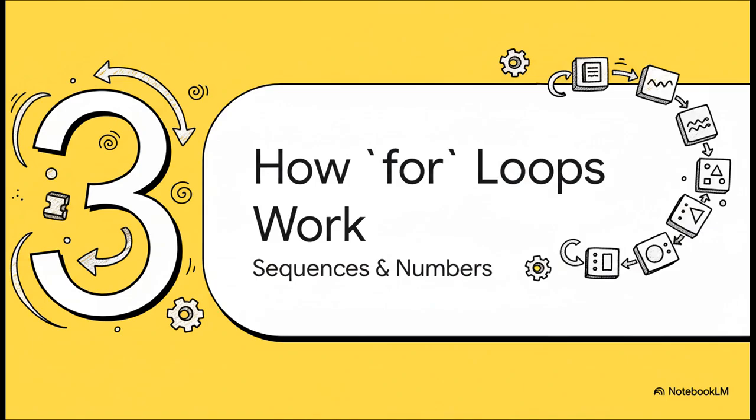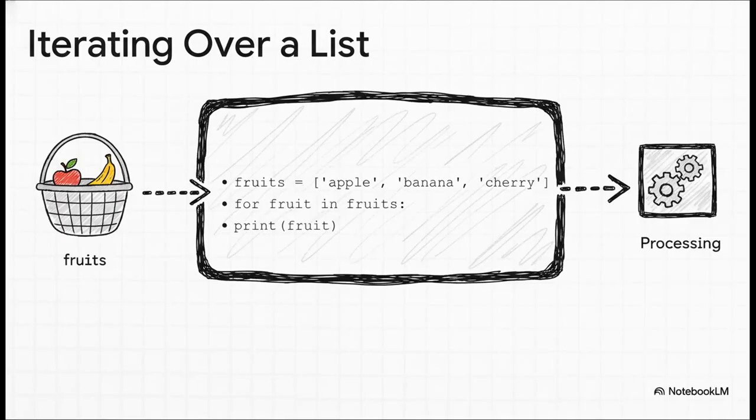All right, enough theory. That's great and all, but let's see how this thing actually works in practice. We're going to break down the mechanics of a for loop right now and see how it handles things like lists, strings, and just plain old numbers. Okay, so here's the classic example. We've got a list, right? It's called fruits, and it has apple, banana, and cherry.